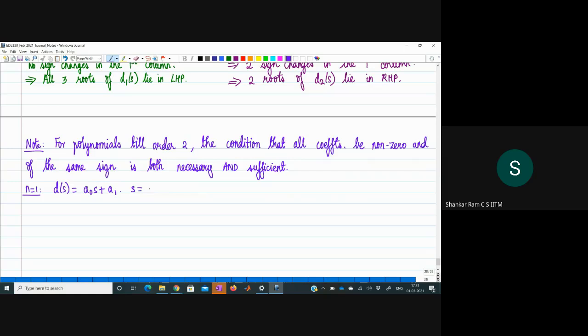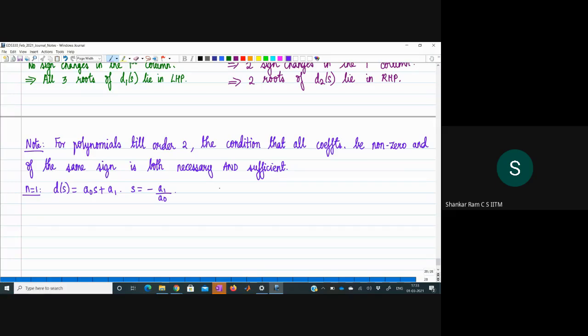We don't even need to do anything. We can directly calculate the root, and the root will be minus a1 by a0. Immediately we can see that if you want the root to be in the left half of the complex plane, we need both a0 and a1 to be non-zero and of the same sign. If either one is 0, we won't have the root in the left half plane. And if the signs of a1 and a0 are different, then obviously the root will not be negative.